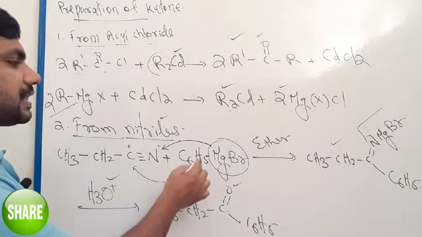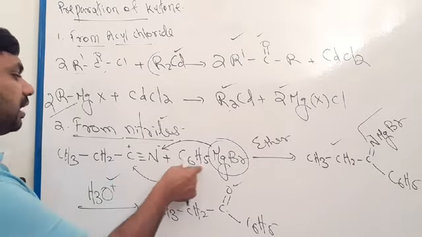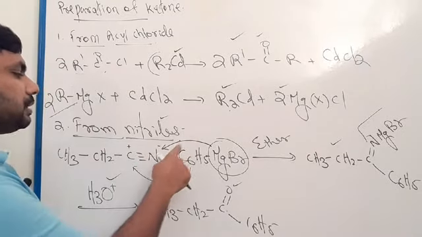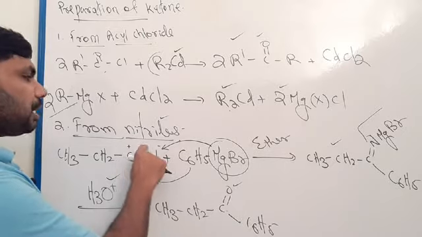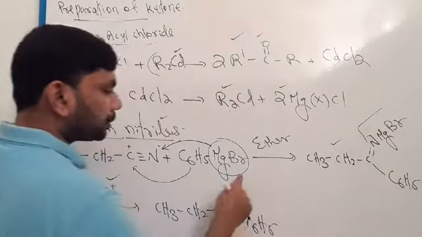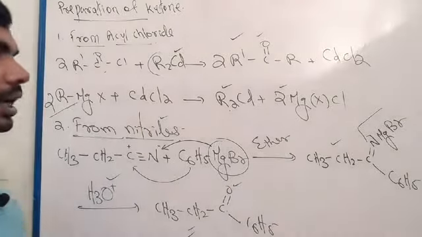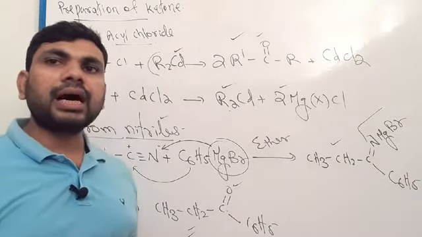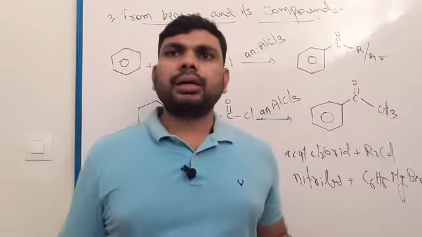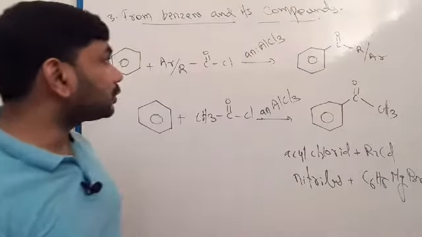Nitrile treated with C6H5MgBr, this triple bond changes to double bond, C6H5 will bond with carbon, NMgBr. After hydrolysis, NMgBr will be removed, and there will be carbon double bond oxygen, that is ketone. Here we discussed acyl chloride reacted with dialkyl cadmium gives ketone. Clear? So here last method of preparation of ketone, again from acyl chloride.